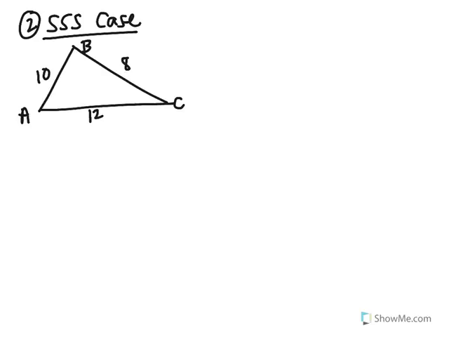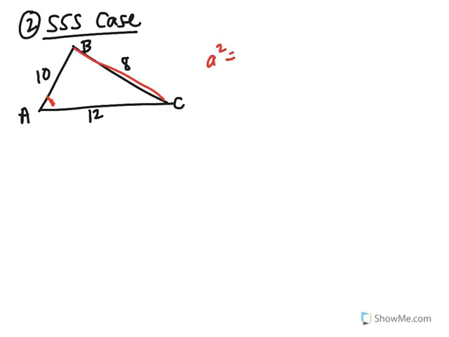So let's go to the side-side-side case, where you're given all three sides and your goal is to find the angles. Why don't we just go alphabetically? Let's find angle A first. That means we're going to have to use side A to start us off.